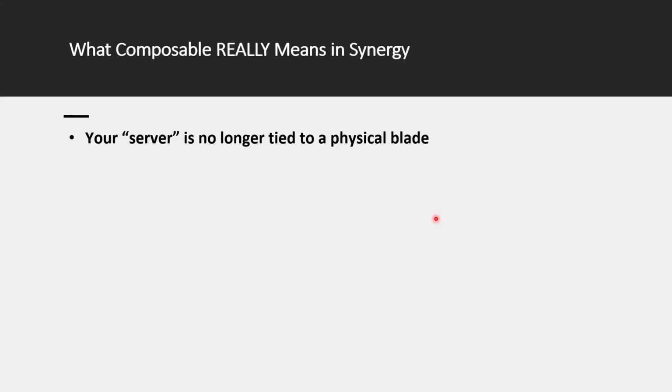So that is the reason they're saying your server is no longer tied to a physical blade. So the best approach here is your server is a software defined profile. That's what I told you, right? Everything is software defined, except the blade compute and RAM part. All the rest of the things, the server configuration, come from the software.